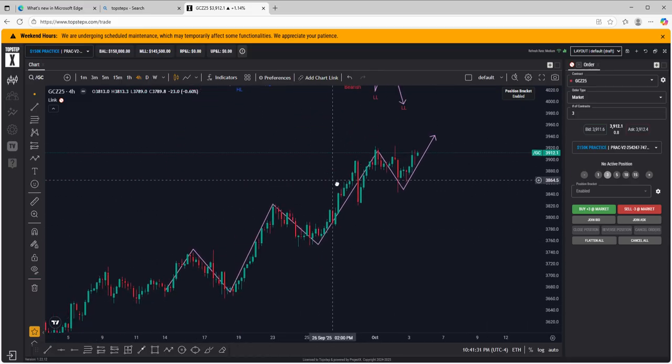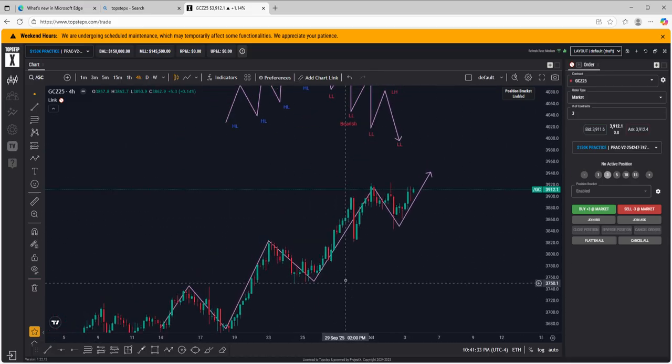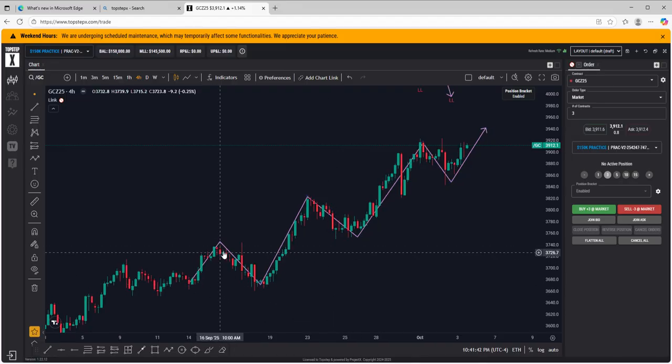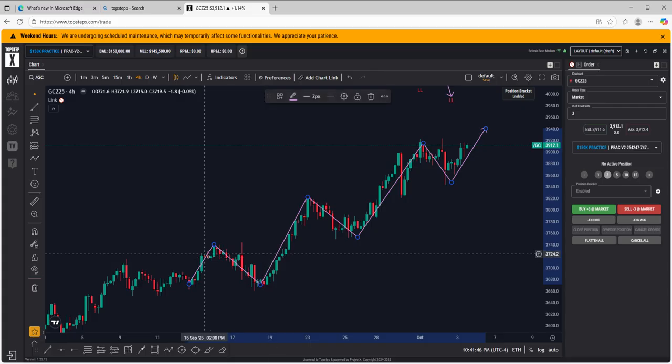So when referring to higher lows and higher highs, because we're in a bullish trend, we need two or more green candles to confirm a valid high. So right here we have two or more green candles. Let me adjust that. That is a higher high.